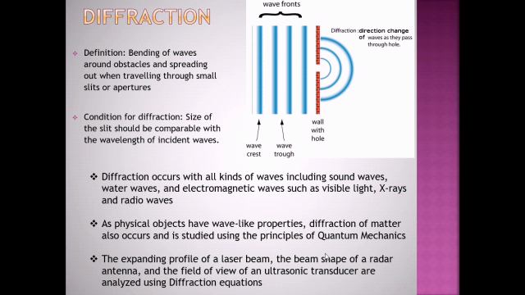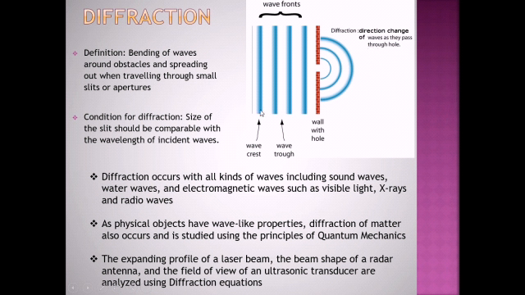Now, diffraction. Bending of waves around obstacles and spreading out when traveling through small slits or apertures is called diffraction. See these incoming wave fronts. When they pass through a hole in the wall or any aperture or opening, they bend around the edges. This is the diffraction pattern: direction changes of waves as they pass through the hole.